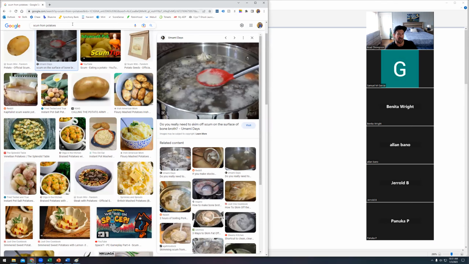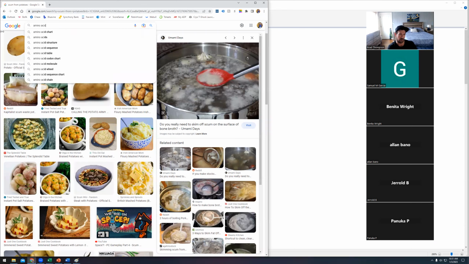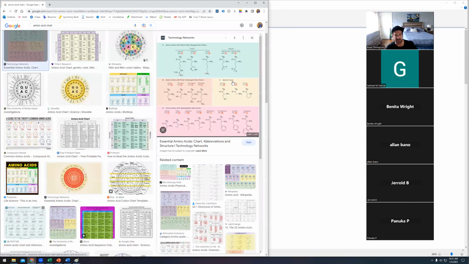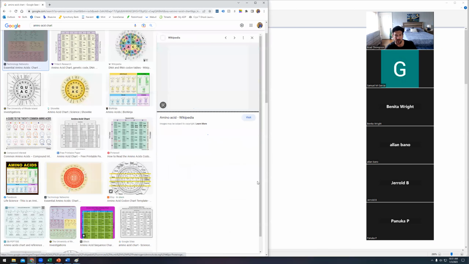Let me show you, just pull up a picture here. You can see all the individual ones. They just look slightly different from one another.